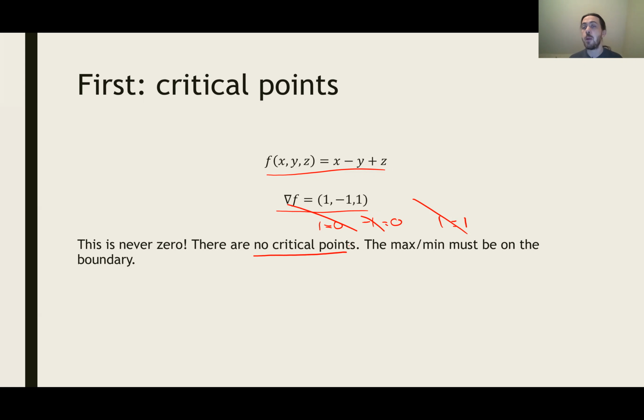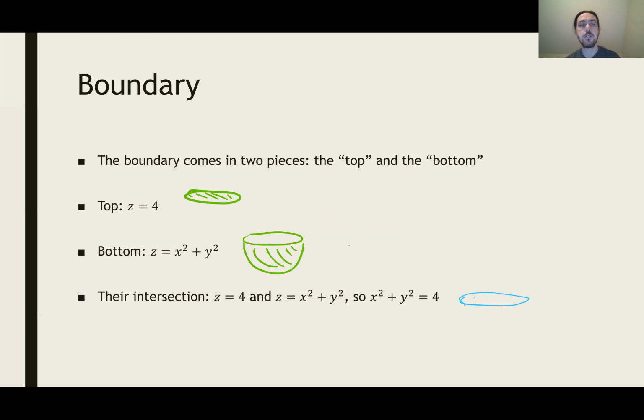And that means that the maximum or minimum of this function is not on the inside. The max or min definitely has to be on the outside boundary somewhere. But the boundary comes in two pieces. There's a top piece when z equals 4, that's this flat surface on top. There's a bottom piece where z equals x squared plus y squared, that's the paraboloid on the bottom. And those meet at a common intersection, this one-dimensional region where both of those equations are true. Z equals 4 and z equals x squared plus y squared. So in particular, since those two things are equal, x squared plus y squared is equal to 4. So this is a circle of radius 2.